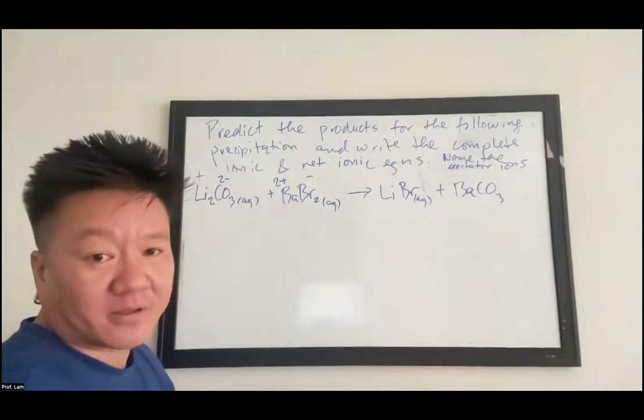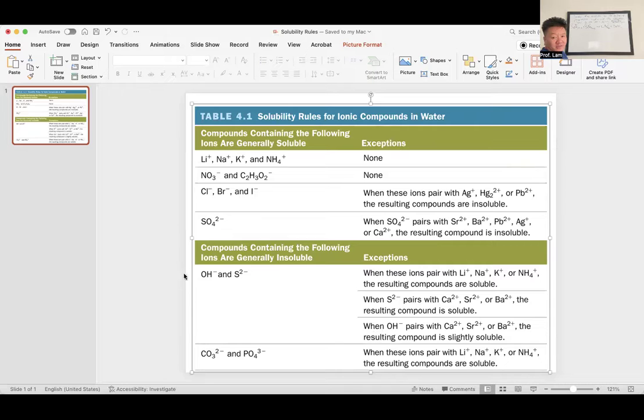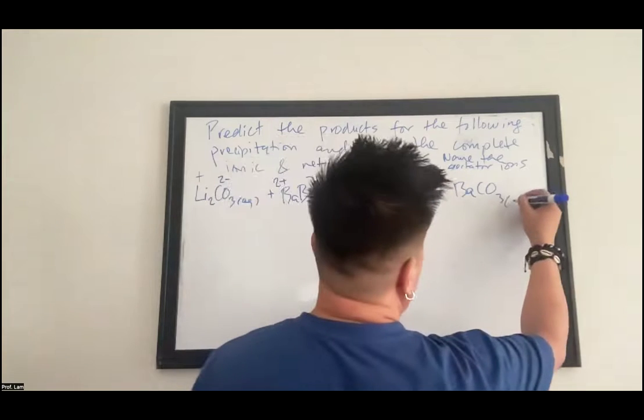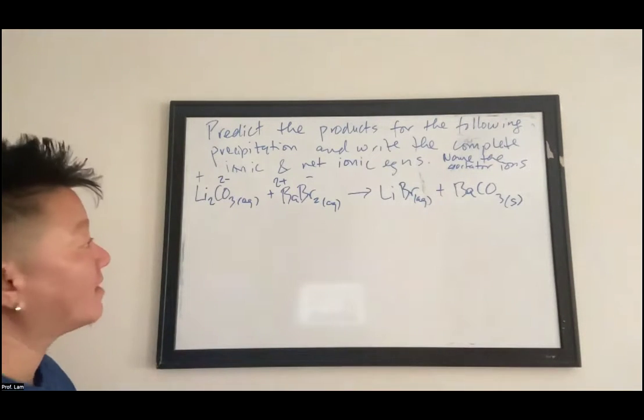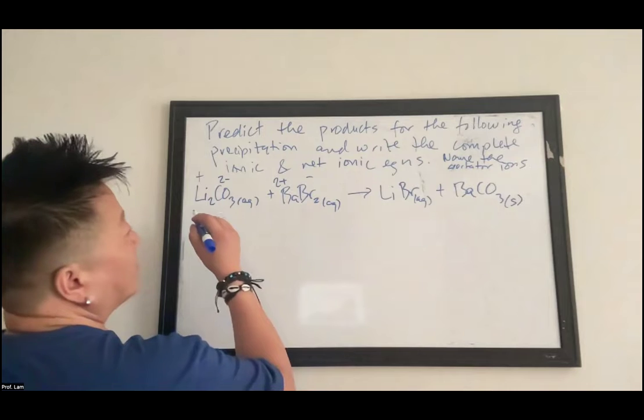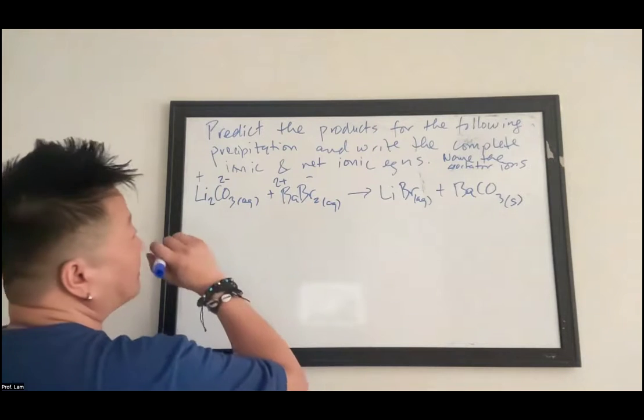Then you look up the solubility chart. Carbonate is where? Down here, generally insoluble. Barium is not on the exception list, so it's insoluble. Wait, we do have a precipitation reaction. And now we want to balance it.